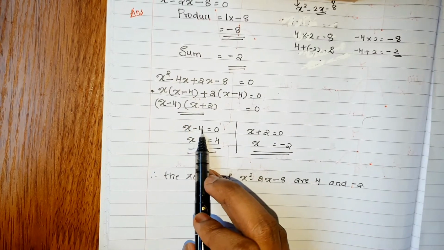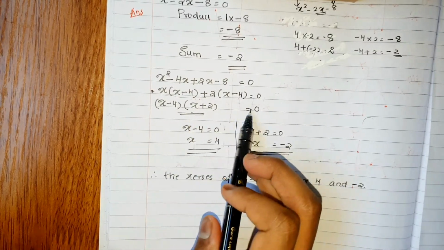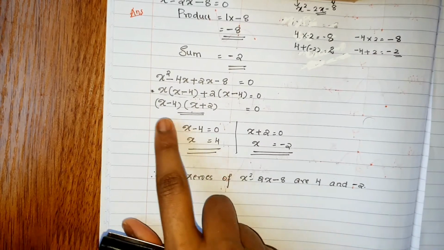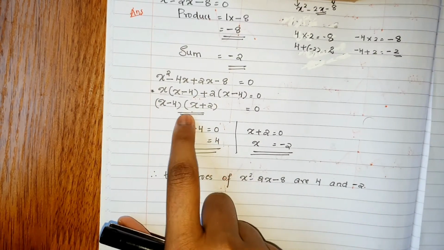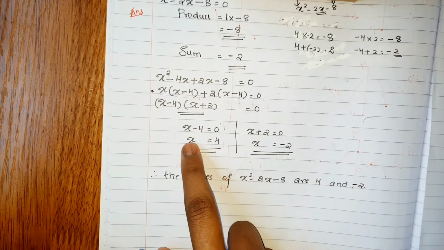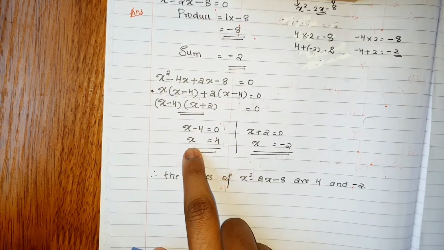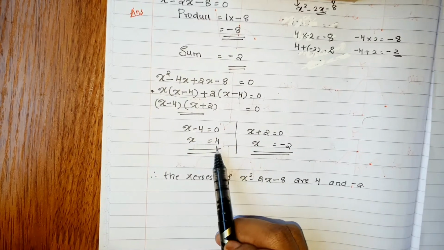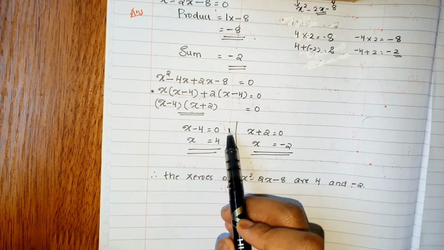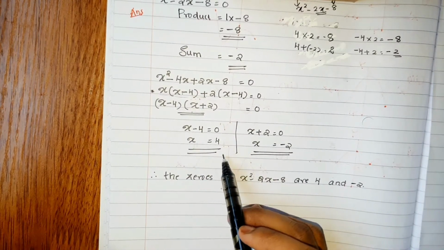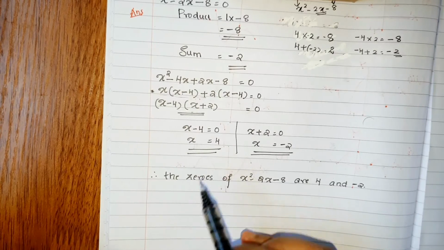x minus 4. We have to take each term and equate it to 0. First term is x minus 4. x minus 4 is equal to 0. So if x minus 4 is equal to 0, what is the value of x? x is equal to, we are taking this minus 4 to the RHS and it will become plus 4. So x is equal to 4.